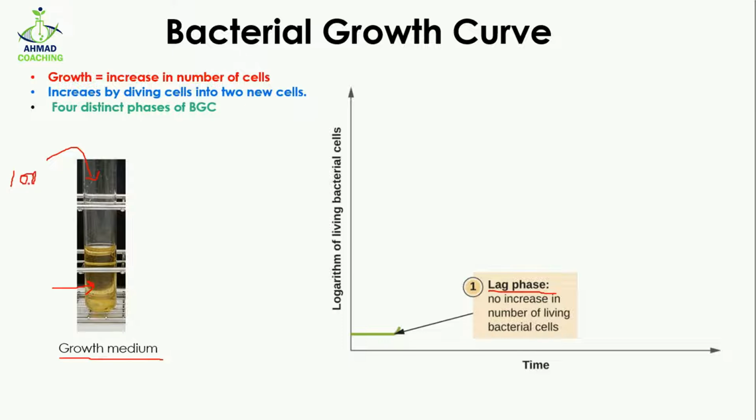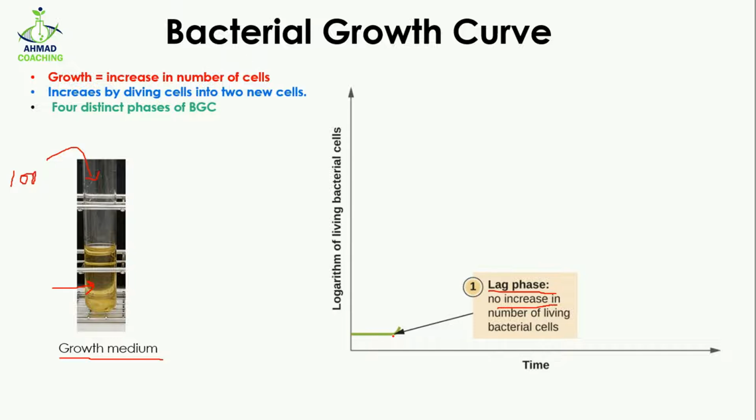This phase, when you have added the bacterial cells in the growth medium, is known as the lag phase. This is a phase in which no increase in the number of living bacterial cells takes place. Why? Because at this time the bacteria is adjusting to this environment, and it is not dividing but understanding where it is present. So no bacterial cell division will take place, and if you have added 100 cells, during the lag phase there will only be 100 cells. So this is the lag phase.